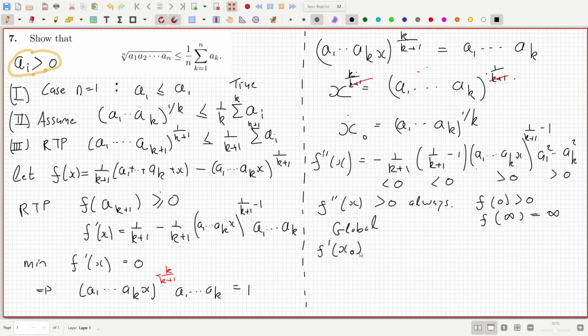I just need to show that this is, yeah, no, sorry, not that. And then actually, f of a_k, f of a_k is positive. I'm getting a smidge stuck here. I'm nearly there.